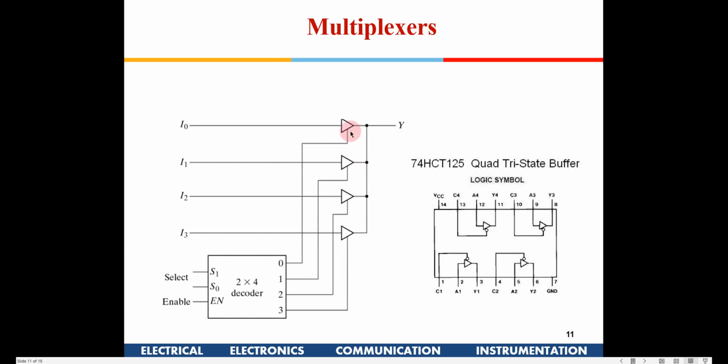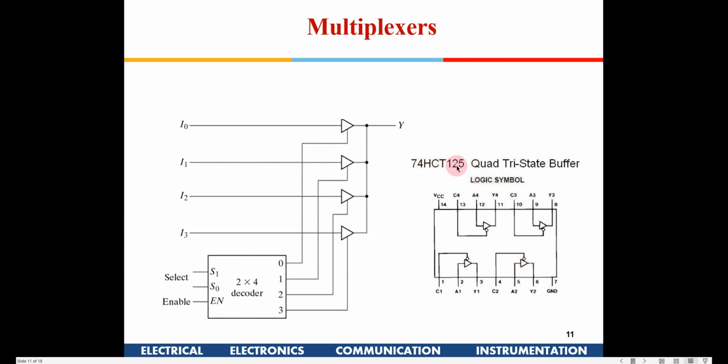Okay, so you can short circuit the outputs of the buffers, because the buffer which is not selected will act like an open circuit, so that will not disturb the output which is coming from any other buffer which is enabled. Okay, so these kinds of buffers are available.